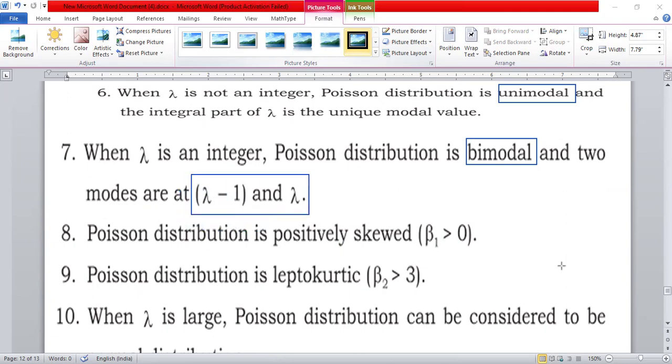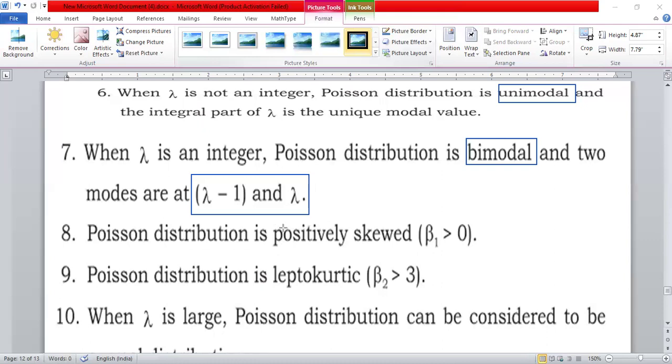Definitely they can ask you, very important. Under what value of lambda? When lambda is not an integer, the Poisson distribution is unimodal, and the mode is the integer part of lambda. When lambda is an integer, the Poisson distribution is bimodal. There are two modes: one is lambda minus 1 and one is lambda.